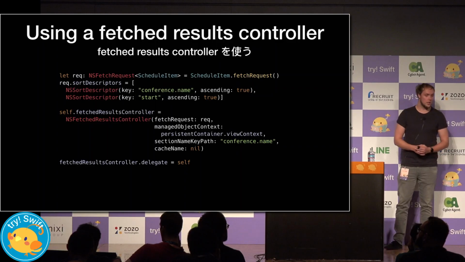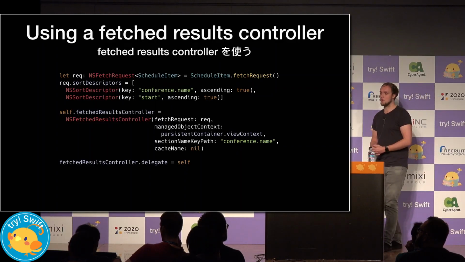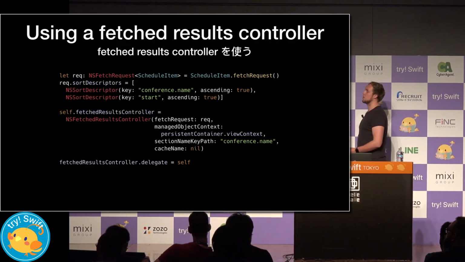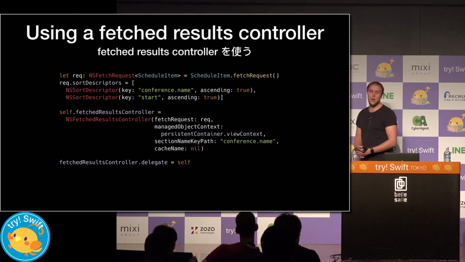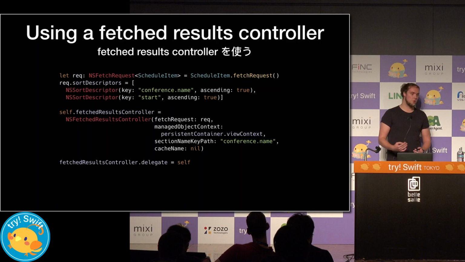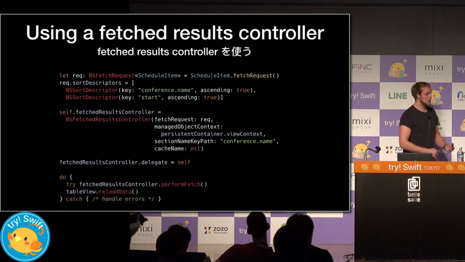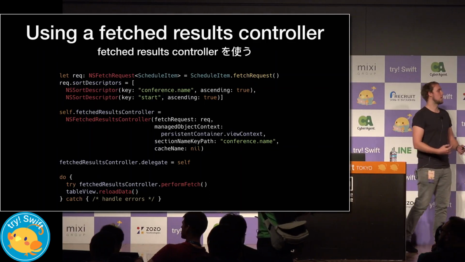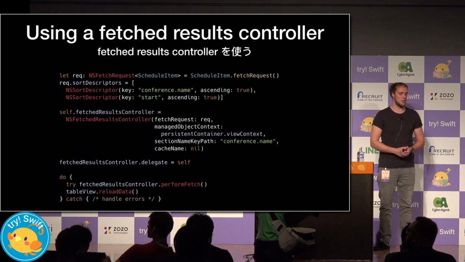Lastly, you need to set a delegate on your fetch results controller. Whenever the underlying data changes, the fetch results controller uses delegation to inform you about that. Once you've got all the setup done, you can perform a fetch with your fetch results controller and perform your initial reload on a table view.